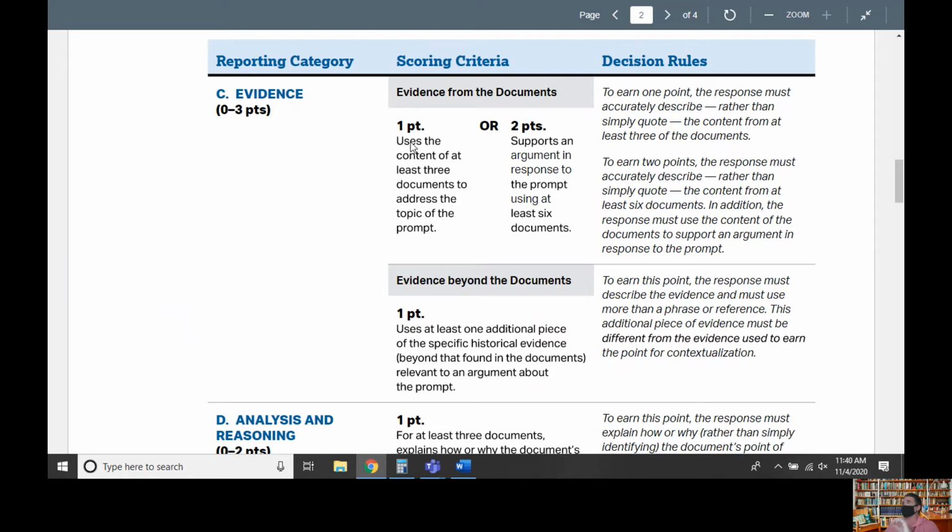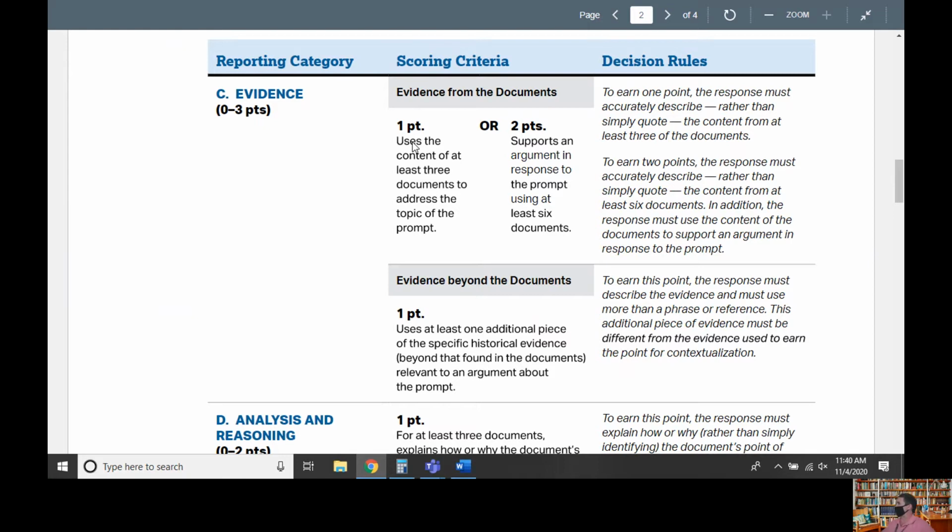If you can do it for 6 documents, you can get 2 points. Now, here's the deal. You're using the documents to prove that your thesis was correct. You should summarize them to some extent, but do not quote. I've seen a lot of DBQs. In document 1, it says quotation, paragraph. In document 2, it says quotation, paragraph. No, that's not skill. That's just copying.